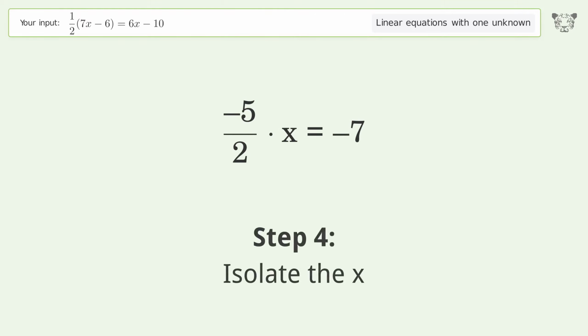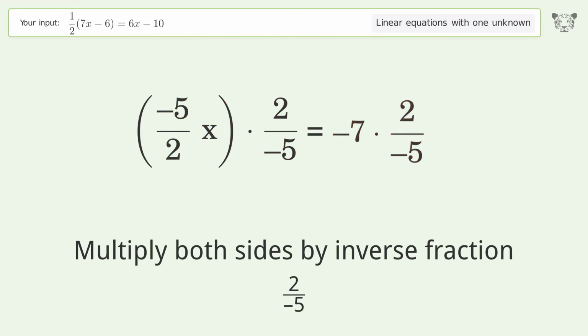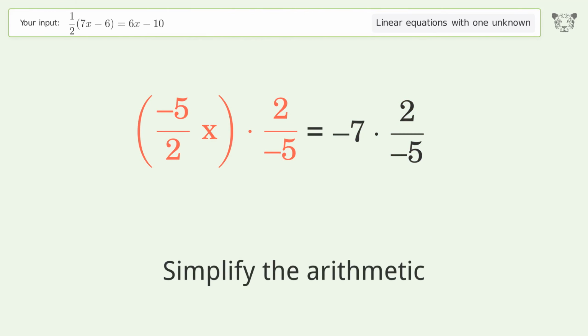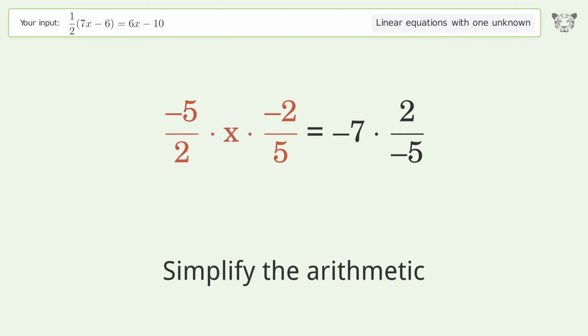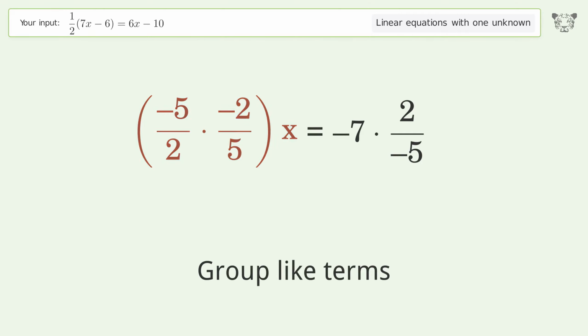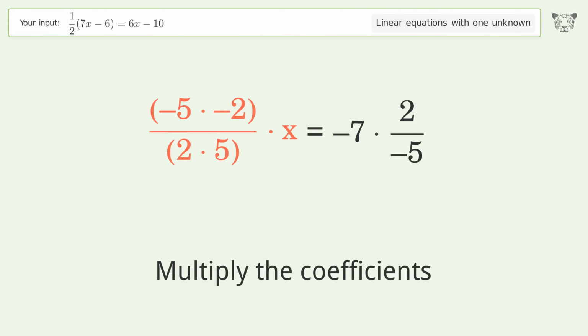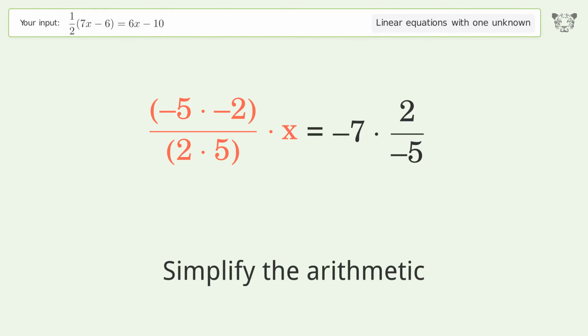Isolate the x. Multiply both sides by inverse fraction 2 over -5. Simplify the arithmetic. Group like terms. Multiply the coefficients. Simplify the arithmetic.